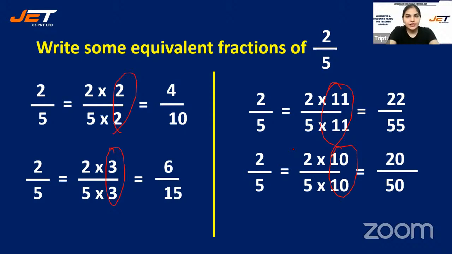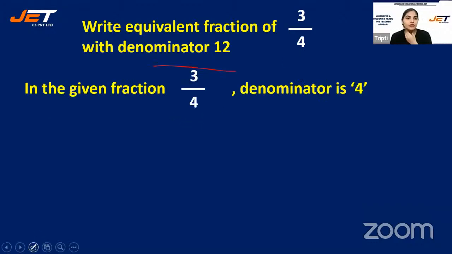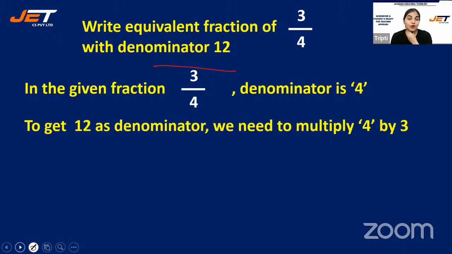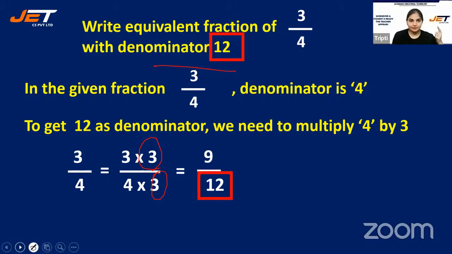Okay, so dear children, next is you have to find the equivalent fraction of 3 by 4. But here you have a condition that the denominator should be 12. So 3 by 4, denominator is 4. We can see what can we do with 4 to get 12? We can multiply 4 by 3 to get 12. That means we have to multiply the numerator and denominator by 3. Because for denominator, the condition is given, right? So we will multiply it by 3. And if we are multiplying it by 3, we need to multiply the numerator also by 3.